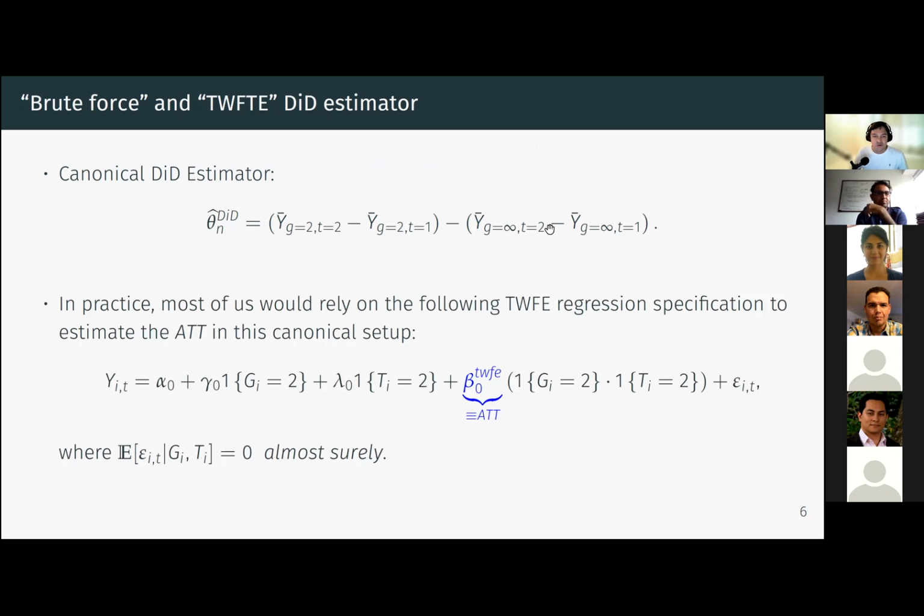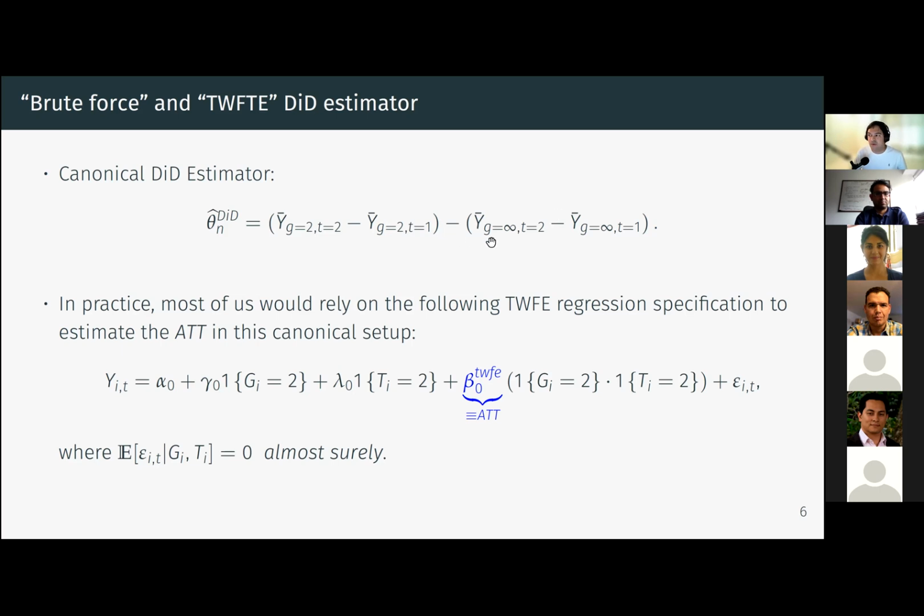Now, in practice, I usually don't see people doing things like this. I call this a brute force difference in difference procedure, right? Because I'm working from identification and mapping the identification arguments to the estimation. So I've seen DID by hand or DID by brute force. In practice, people do not do this.